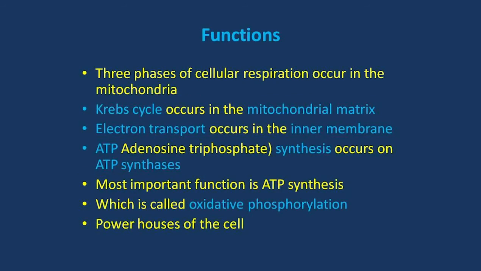Now let us look at the functions of the mitochondria. Three phases of cellular respiration occur in the mitochondria. Krebs cycle occurs in the mitochondrial matrix. Electron transport occurs in the inner membrane of the mitochondria. ATP synthesis occurs on enzymes called ATP synthase. The most important function of mitochondria is ATP synthesis. That is why they are called powerhouses of the cell. The synthesis of ATP in mitochondria is called oxidative phosphorylation.